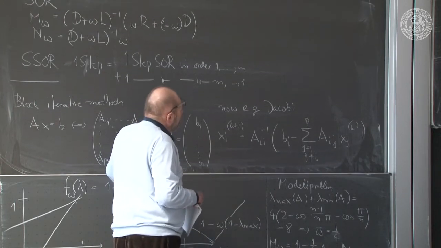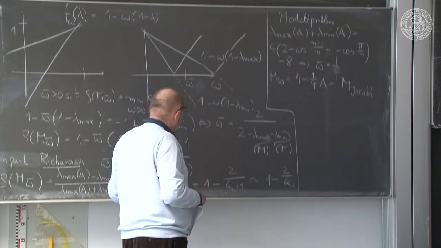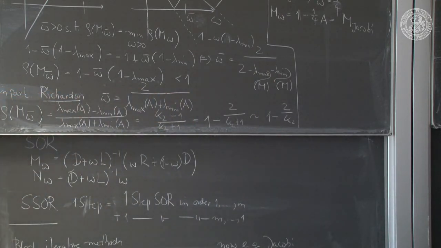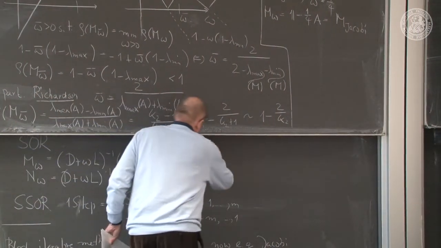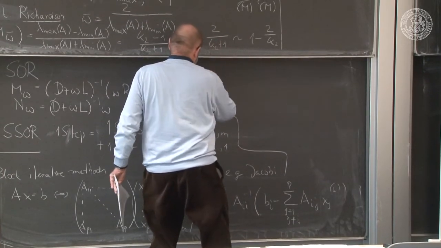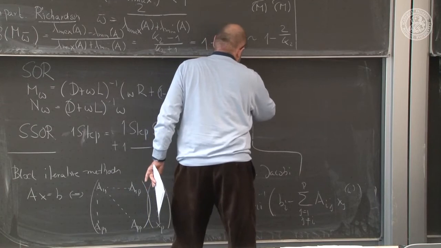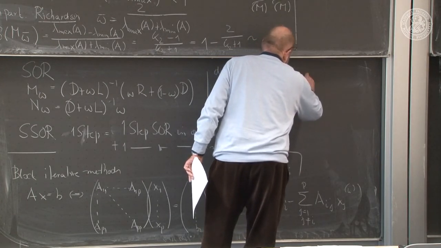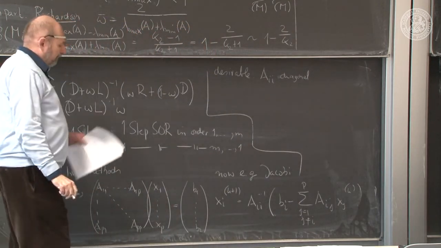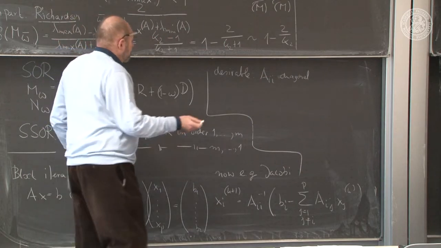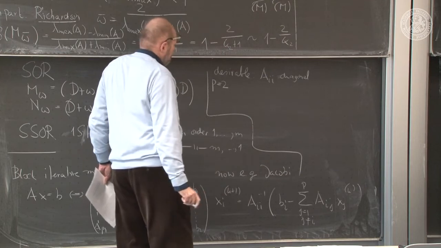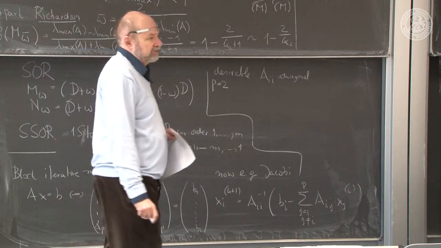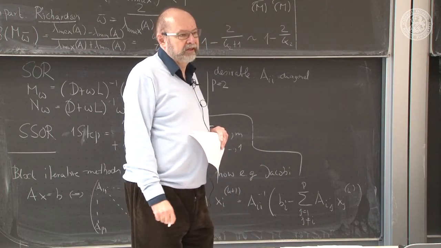So what would be an example? I said it would be very advantageous. It would be advantageous. So it's desirable that a_ii is diagonal. How can we get this? We can get this, for example, with p equals 2, but also with higher p we can do the same idea by doing multicolor numbering, as it is called. In the most simple case, a red-black numbering or a checkerboard numbering.